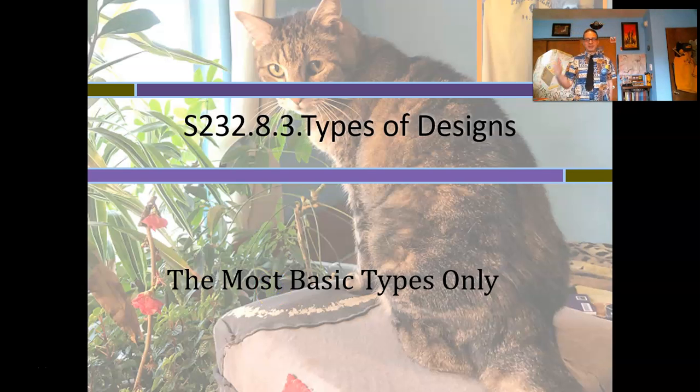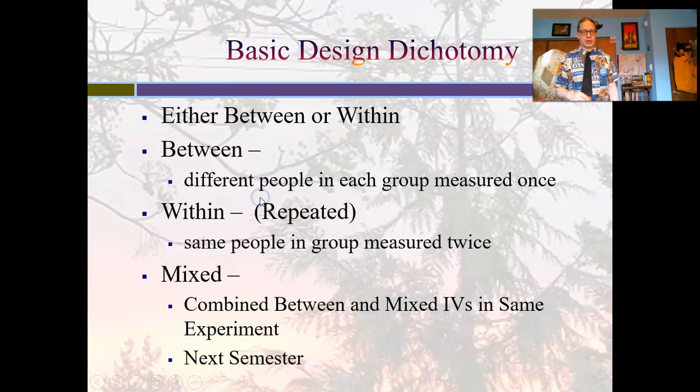Okay, so this third video is about types of designs, and we're only going to talk about the very most basic design issues, design types here. This is just to get you into the understanding that it all comes down to between or within. So between means that there are different people in each group, and they're measured one time on the variable.